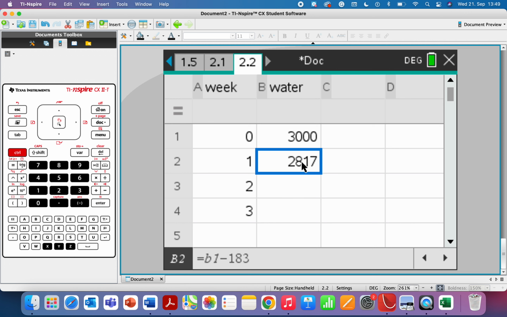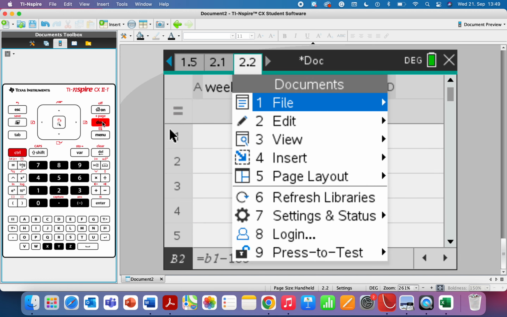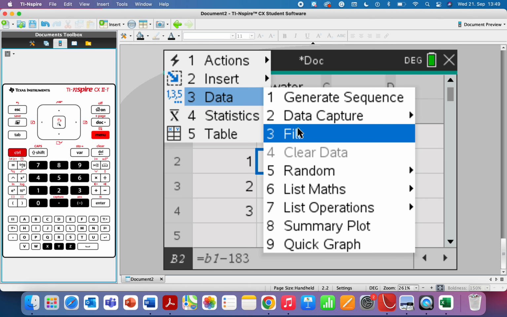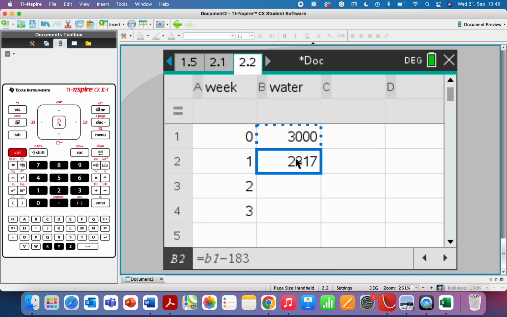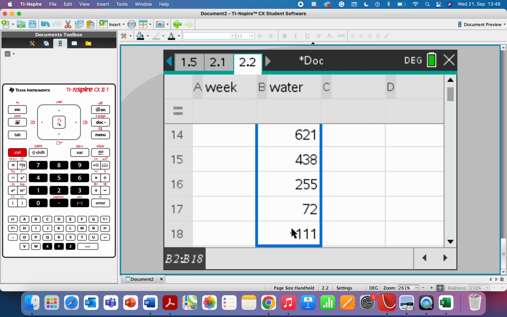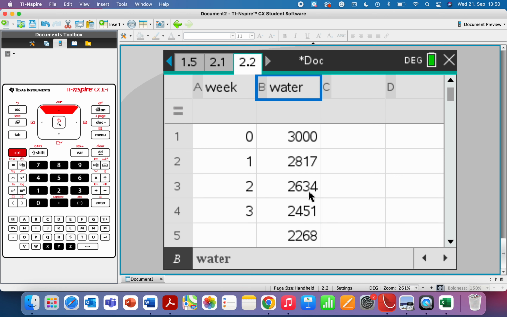If we click on the 2817, and then you need to go, I always forget which one it is. Is it dock? No, it's menu, data, and it's fill. Okay, so menu, data, fill, and then you just literally fill down as far as you want. You can use your down arrows or your cursor, and there we go. Okay, can you see that? So that's pretty good. So it's just using a spreadsheet formula.